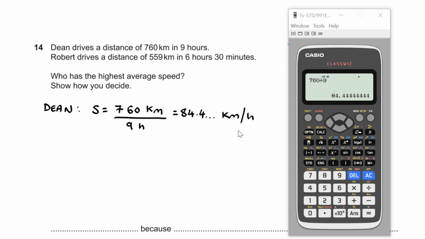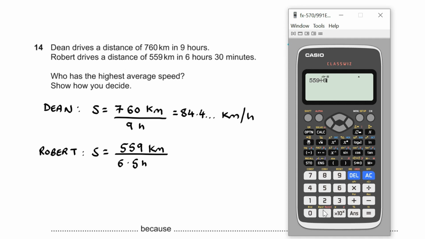kilometers per hour. And if we consider Robert, well, his average speed, we've got a distance here of 559 kilometers. And his time, well, we've got 6.5 hours over here, because 6 hours 30 minutes is the same as 6.5. So 559 divided by 6.5, you'd find this to equal 86. So over here we've got 86 kilometers per hour.